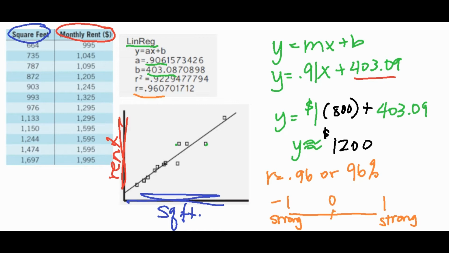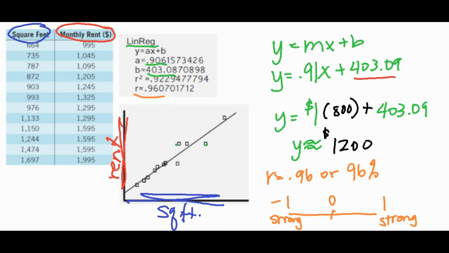There could be other factors that are varying in there, right? About 4% of the other factors that we can talk about, things like where the location of the building is, if it's furnished or unfurnished, if it has amenities or other things that might adjust the price. But 96% of the data can be explained by the square footage and the monthly rent.